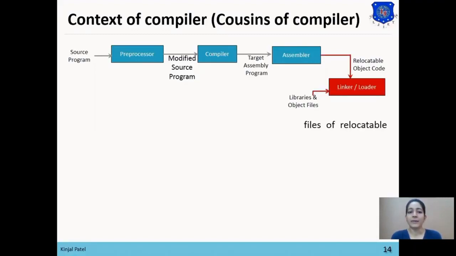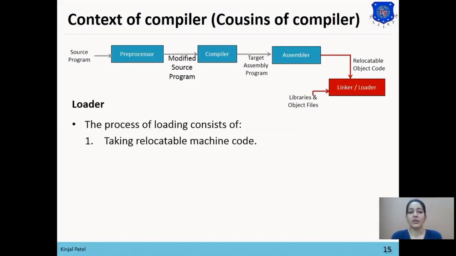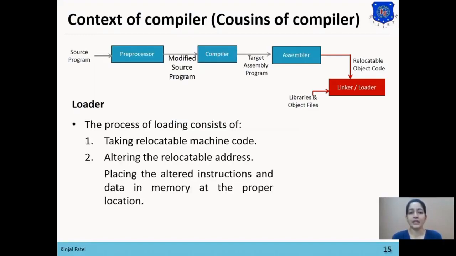So now the linker will make a single program from several files of relocatable machine code, and then that single program will be passed to the loader. The loader will take that relocatable machine code and alter the addresses of that relocatable machine code. Then it will place that altered instruction into memory at the proper location. So now the loader has converted that relocatable object code into absolute machine code. This is how the process works to convert one source program into absolute machine code.